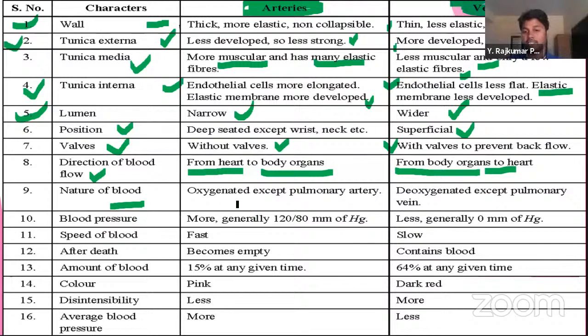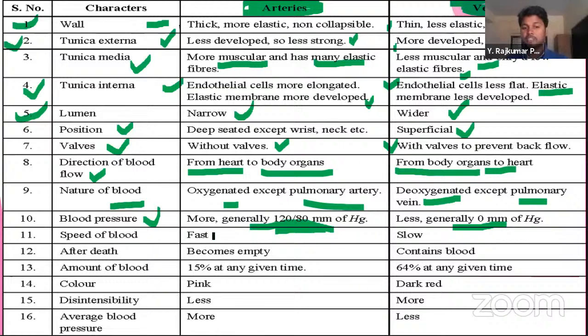Oxygenated blood is supplied in arteries except the pulmonary artery, and in the veins, deoxygenated blood is supplied except the pulmonary vein. In 10th class, you have studied this, isn't it? Try to remember that. Blood pressure is more in the arteries, generally 120 by 80. So whatever the doctor identifies with a sphygmomanometer is our blood pressure, isn't it? That is the pressure which is applied on the arteries. Okay. Veins are less pressured and generally 0 mmHg.